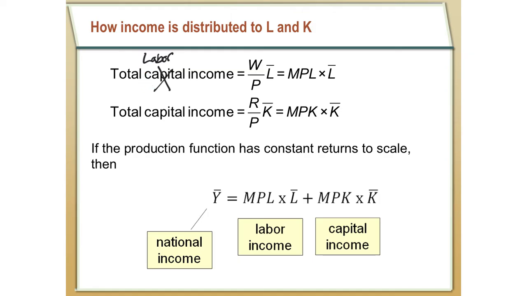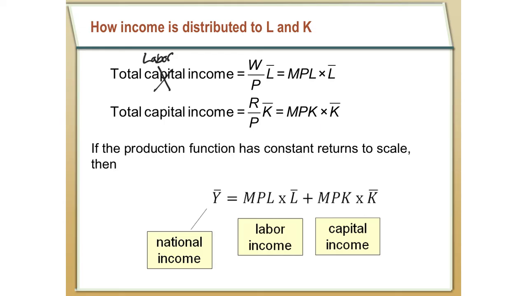For total capital income, we use the same logic. The capital owners are getting paid R divided by P per unit of capital. K bar is the number of units of capital. So the total payment going to capital owners is R over P times K bar. We know that in equilibrium, profit maximization means that the real rental rate is equal to the marginal product of capital. So another way to rewrite this first expression is to say that total capital income is the MPK times the amount of capital K bar.